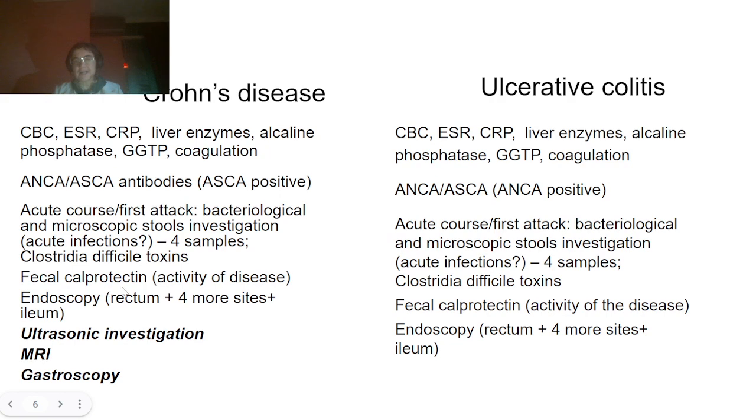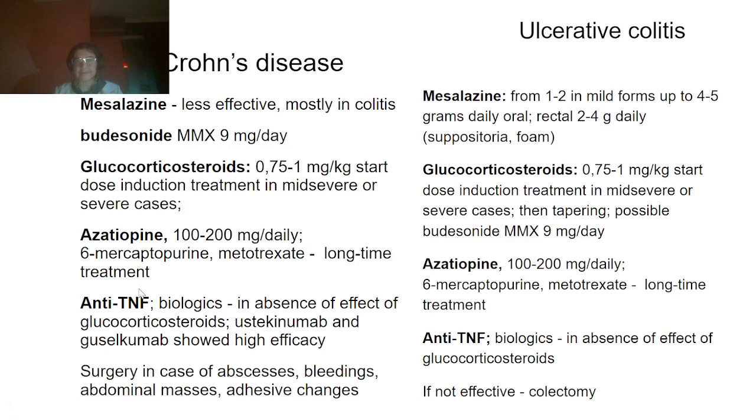Fecal calprotectin is a marker of activity of the disease. Also, endoscopy should be performed with biopsy from the rectum and more sites and from the ileum. Also, for Crohn's disease, ultrasonic investigation is obligatory, which is not obligatory for ulcerative colitis. MRI is used to see the stenosis and penetrations, and gastroscopy to assess the upper GI tract affection by Crohn's disease.